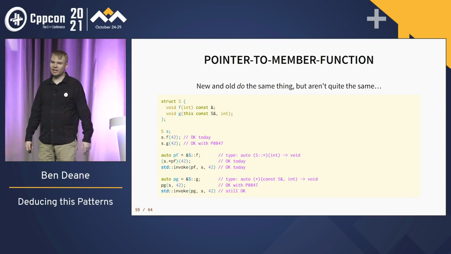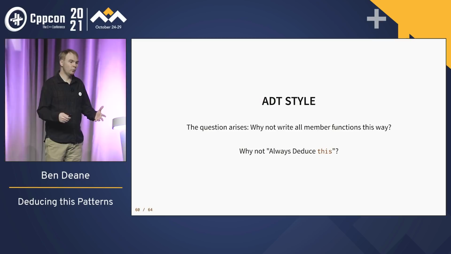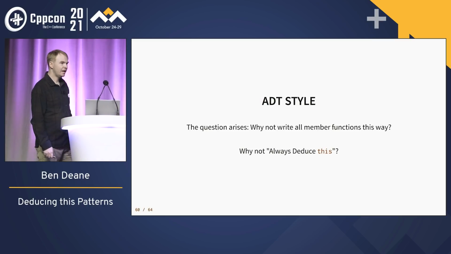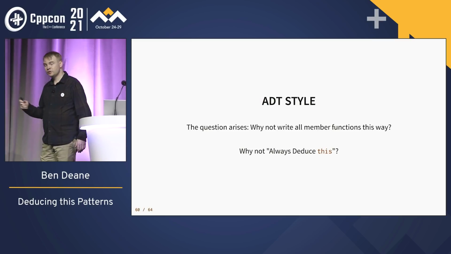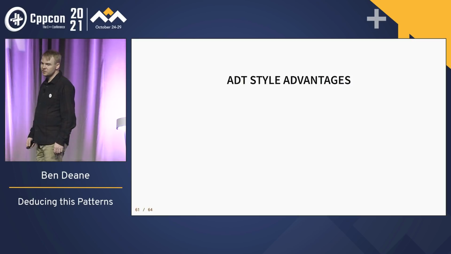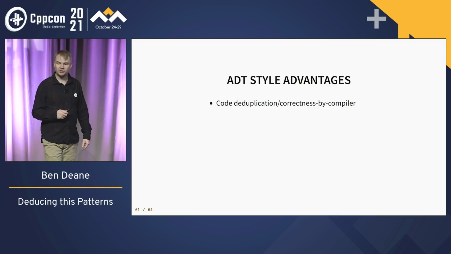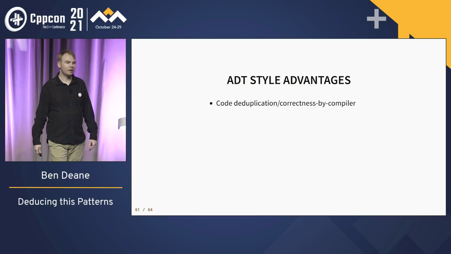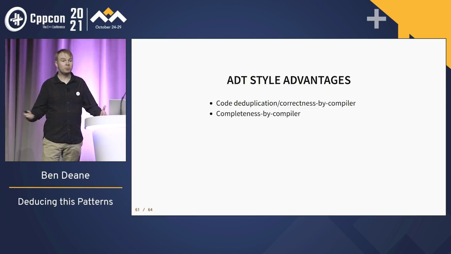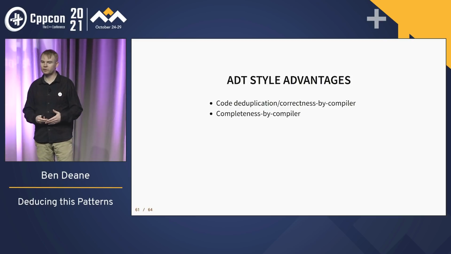Okay, so with this in the language, the question arises, let's adopt ADT style. Why don't we write all member functions this way? Why not always deduce this? It's a fair question to ask. So I want to run through some of the advantages and disadvantages of that. Well, we've covered a lot of the advantages. You get massive code deduplication and correctness by compiler. You get completeness by compiler. Anything you use, the compiler will synthesize from that function template.